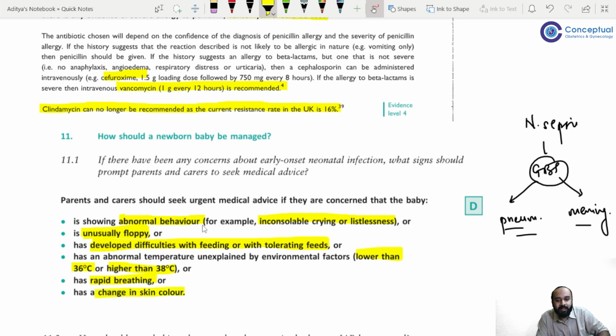change of skin color. It is going to be cyanotic. Cyanotic because the respiratory system is affected. So bluish black color is very likely. So look for these red flag signs after delivery.